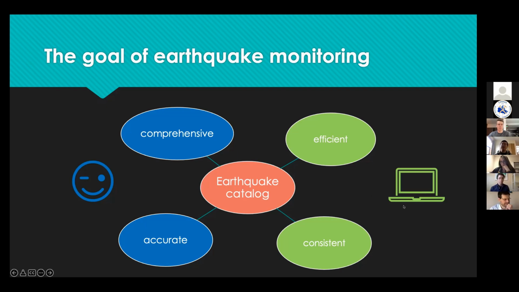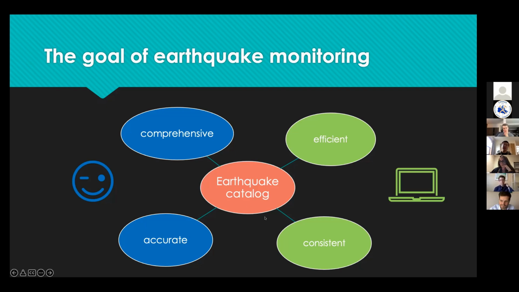On the other hand, if we use a computer system, we do it automatically. It could be real-time, efficient, and consistent in quality, but usually some of the tiny small signals are missed, so it's not as comprehensive, and sometimes the program makes mistakes and gives false detections, thinking that some other signals might be earthquakes, creating inaccuracy. So what we really want to do here is make a more powerful computer system for earthquake monitoring and create an earthquake catalog with more comprehensiveness and accuracy, as well as efficiency and consistency.